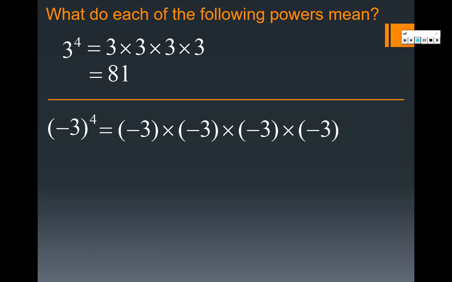What is negative 3 to the power of 4? Is it positive or negative? Positive, yeah, because what happens is this negative times negative is a positive, this negative times negative is a positive, and the whole thing ends up positive. Or negative times negative is positive, times negative it's back to negative, and then times negative it's back to positive.